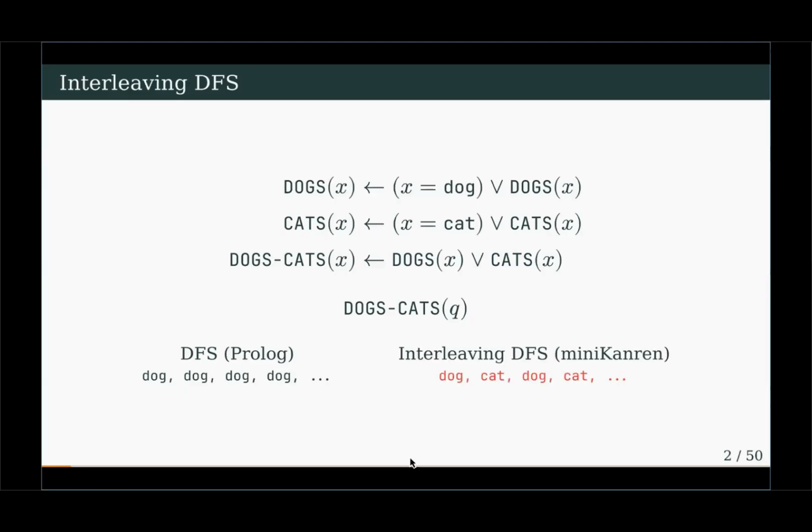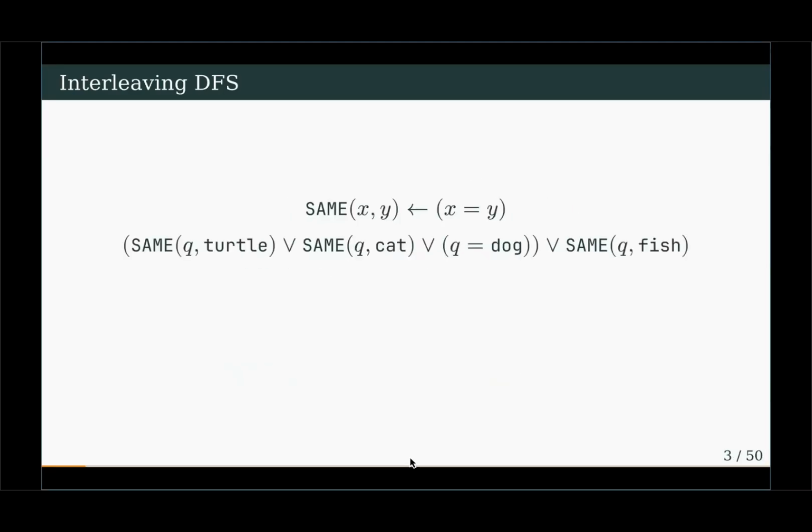But if you do something like an interleaving depth first search, something you might see in miniKanren, we'll do just that. We'll interleave between the dogs branch and the cat branch. And so that's an example of interleaving depth first search saving us from divergence.